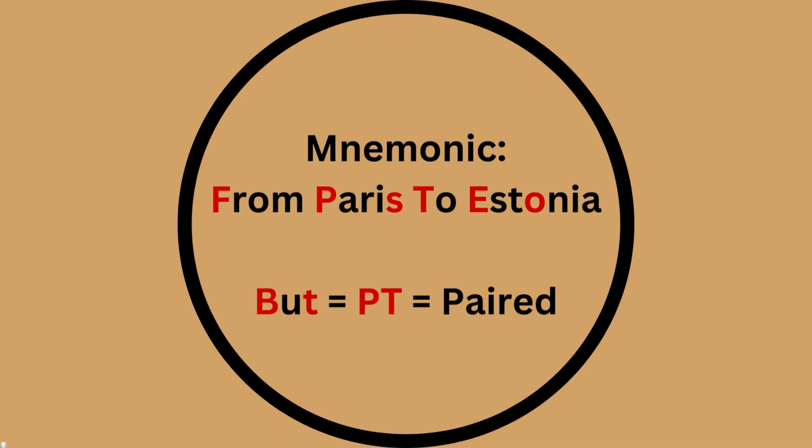We have only 2 bones out of the 8 that are paired, and these are the parietal bone and the temporal bone. The way to remember it: remember the word but if you cut the lower circle, it will be PT, and PT stands for the parietal bone and the temporal bone.